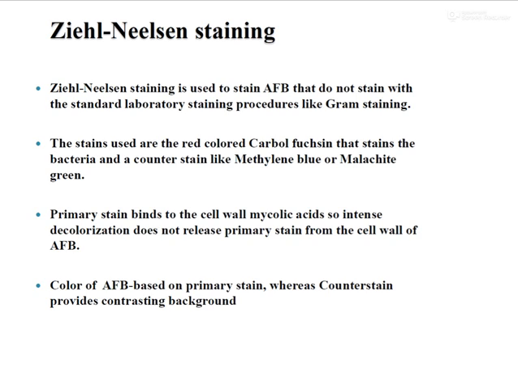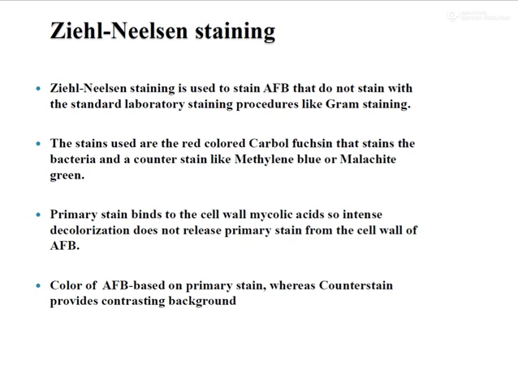And the stain which is used over here is a red-colored carbol-fuchsin that stains the bacteria, and a counterstain called methylene blue or malachite green can be used. So in a differential staining technique, as I told you, you can use two different stains. The first stain is carbol-fuchsin, and the second stain is referred to as a counterstain. It could either be methylene blue or malachite green.